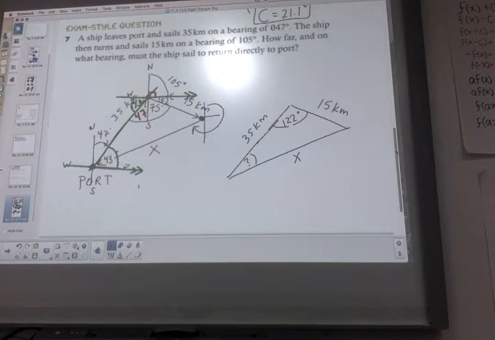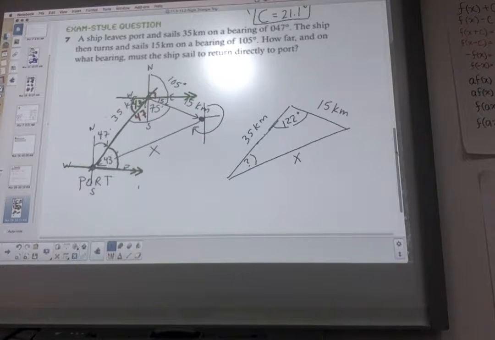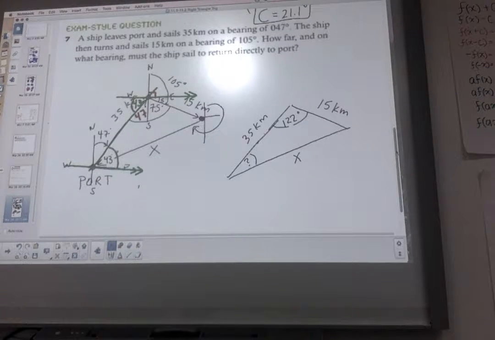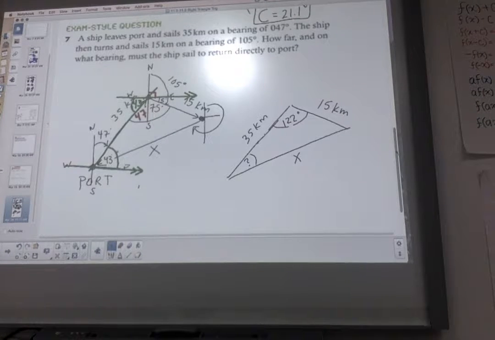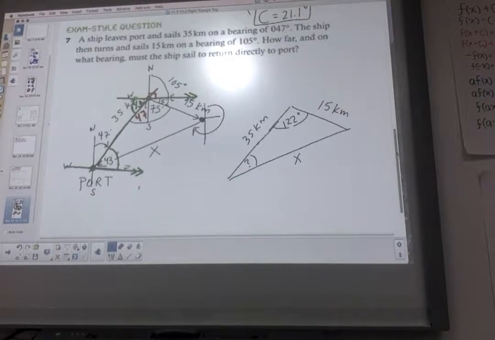This one. It's 44.7 kilometers. What did you do first? Just get X, but the bearing. You have to do the first part and then underway.